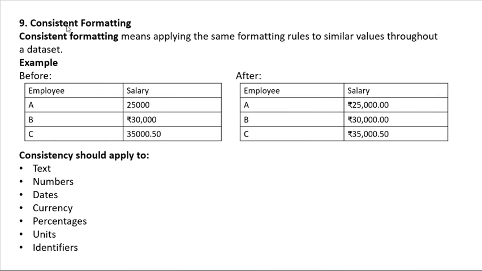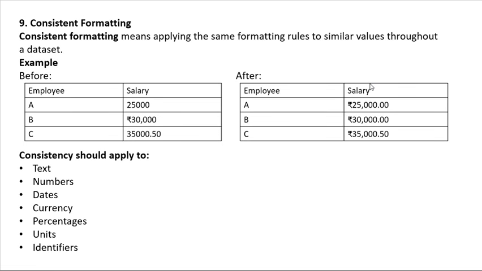And the ninth is consistent formatting. Consistent formatting means applying the same formatting rules to similar values throughout the data set. For example, before formatting, the employees' salaries: the first employee has a salary of 25,000, the second has a rupee symbol with 30,000, and the third has 35,000.50. These are different types of formats used to give the value.